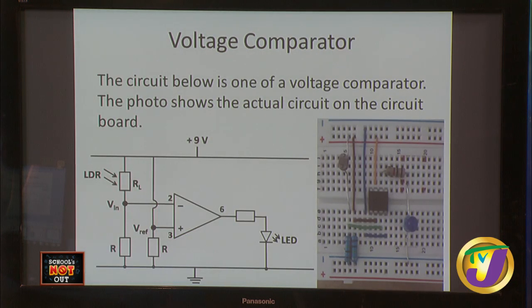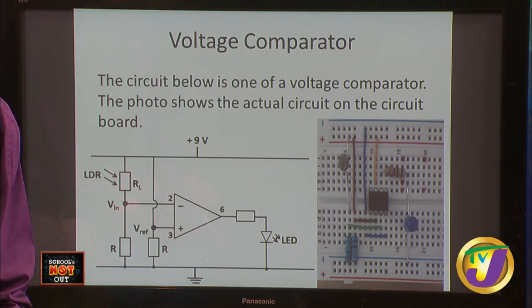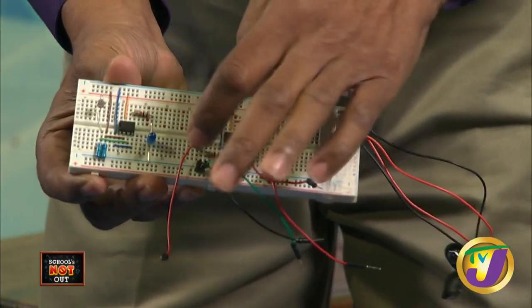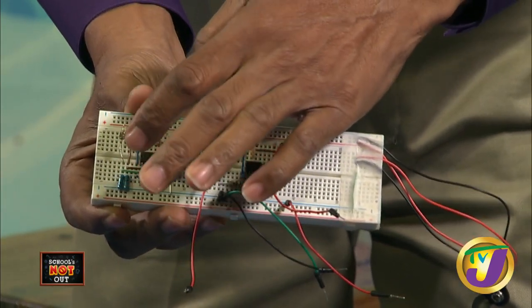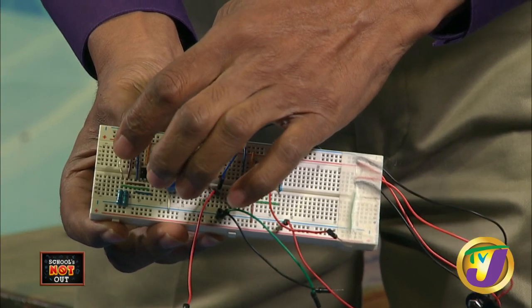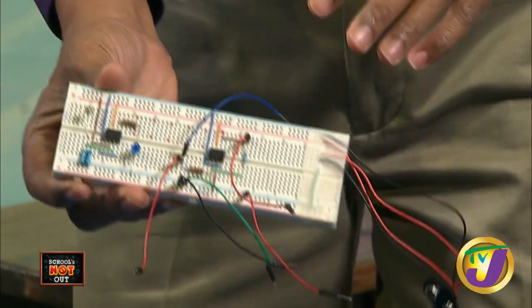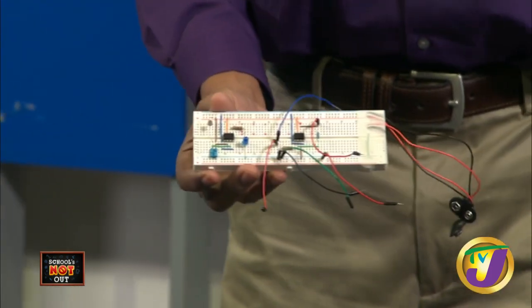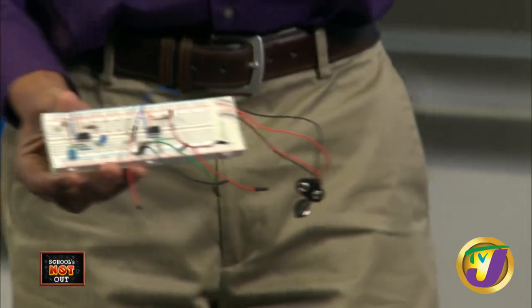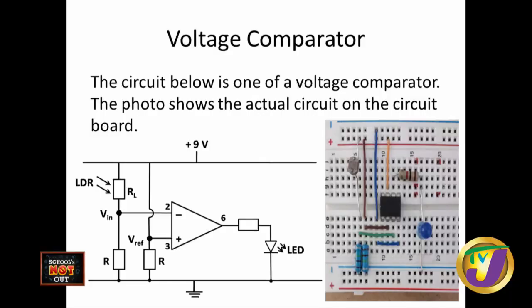All right, so here is a voltage comparator circuit. Again, I was going to show you a demonstration, but this is what the voltage comparator looks like. This is the circuit here. This is the op amp, LED, light dependent resistor and other resistors, right? But this is what the diagram looks like, the circuit on a circuit board and the diagram. And we will see how this works.